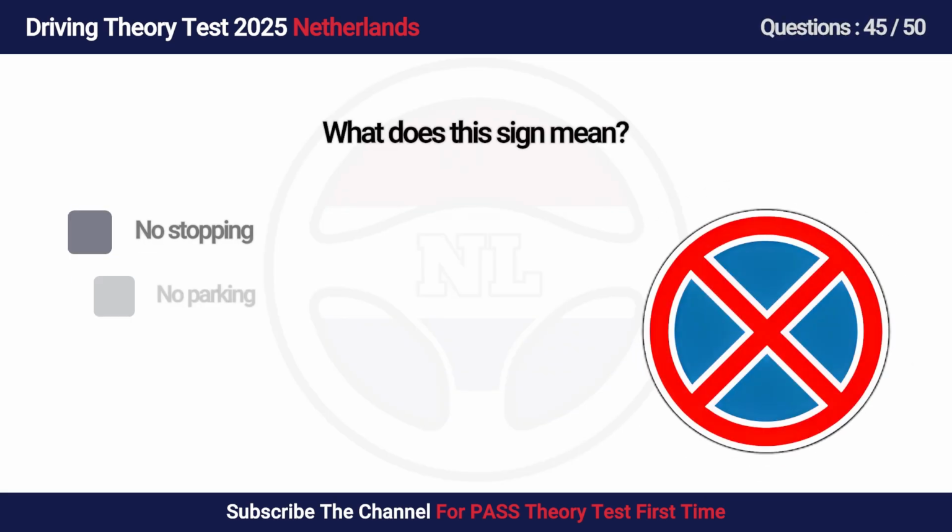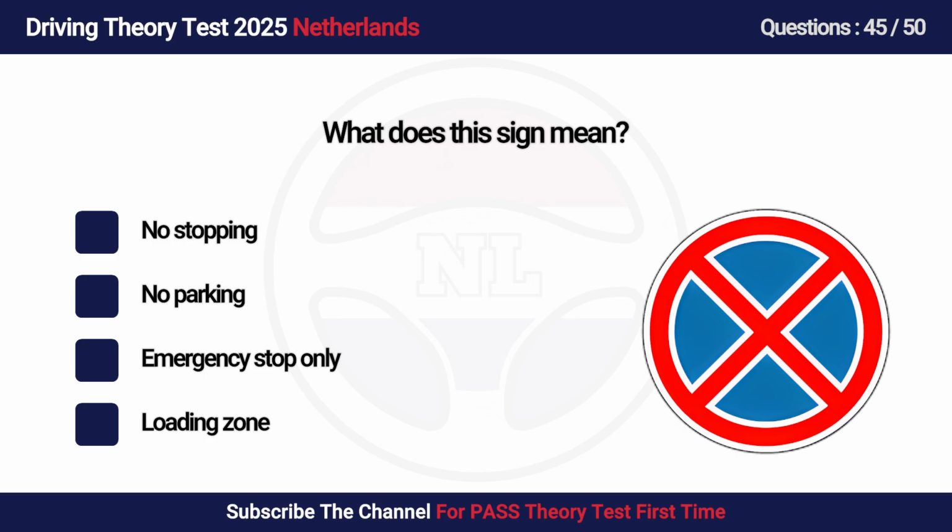Question 45. What does this sign mean? A. No stopping. B. No parking. C. Emergency stop only. D. Loading zone.